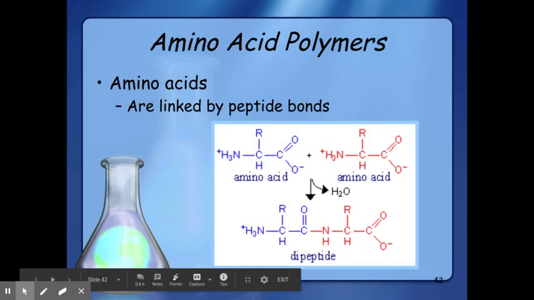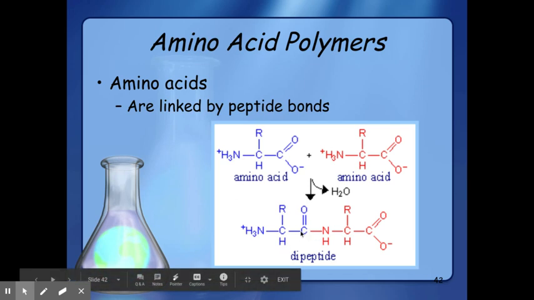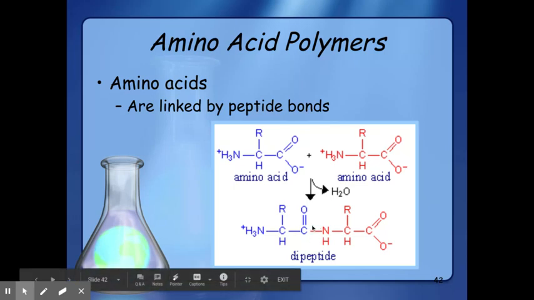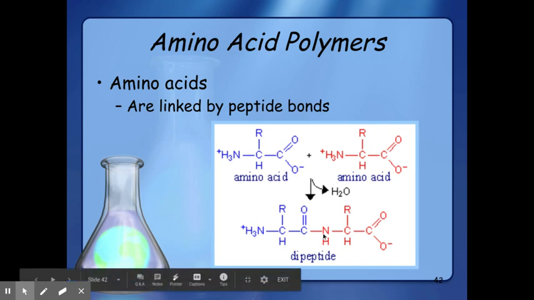So amino acid polymers are linked by peptide bonds. That would be a good thing to remember. If we look here, we have 2 amino acids. They're going to be joined through dehydration synthesis. We're going to take water out. They're going to be linked together. Here's that bond. Okay, and then we call that, in this case, a peptide bond. Or for carbohydrates, we call that a glycosidic linkage. Now we're calling it a peptide bond for proteins.